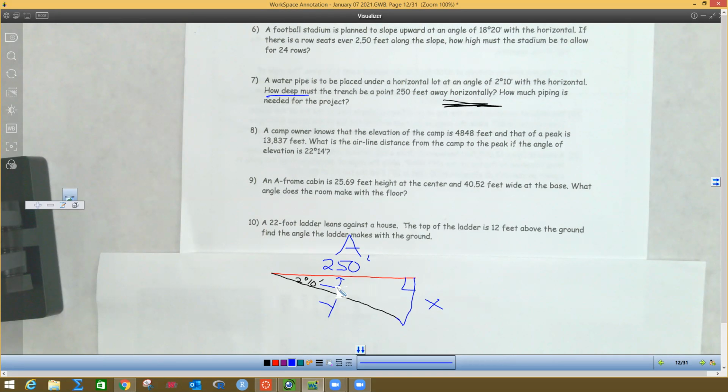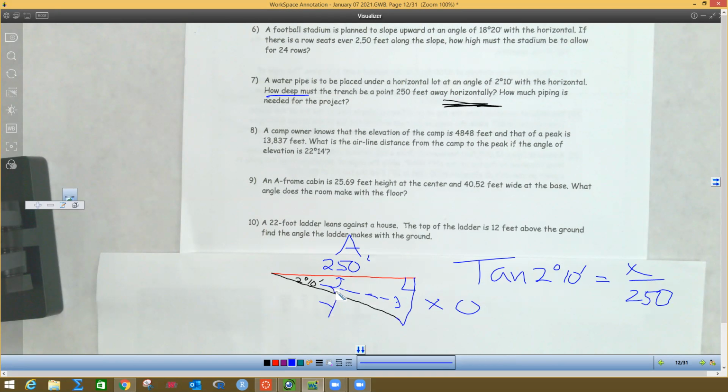Let's find X first. What's the X called? Opposite. Which one has O and A? So the tangent of 2 degrees, 10 minutes is going to equal opposite over adjacent. And that will be the X value when you solve that.